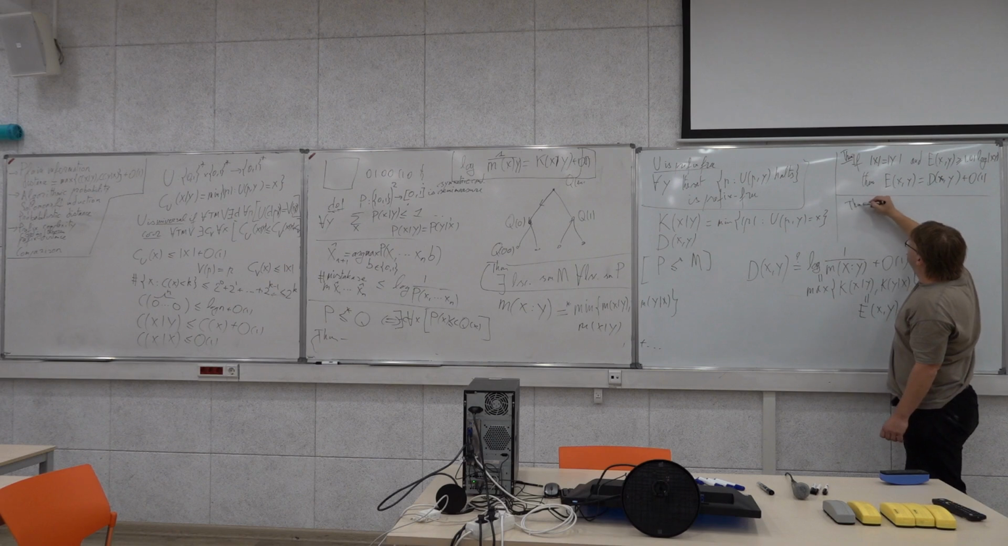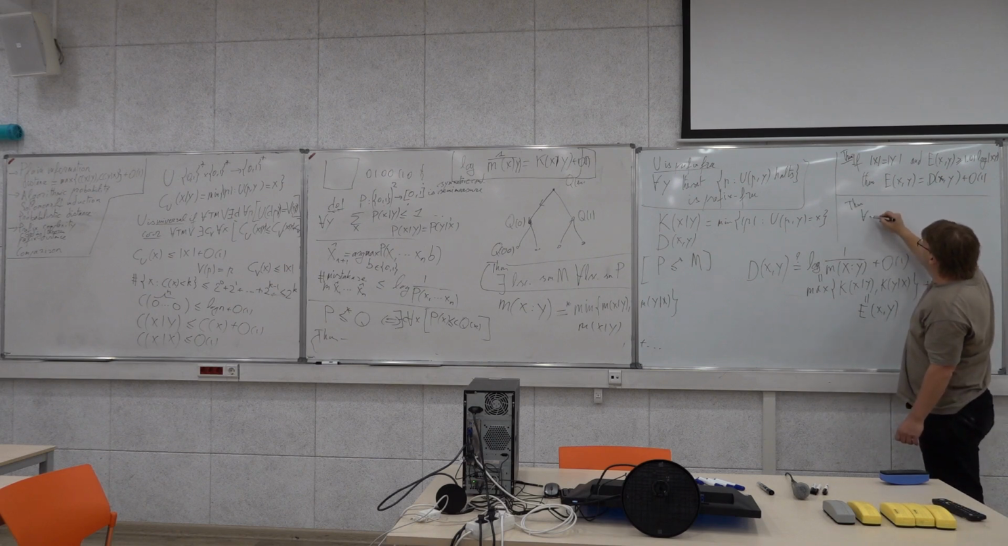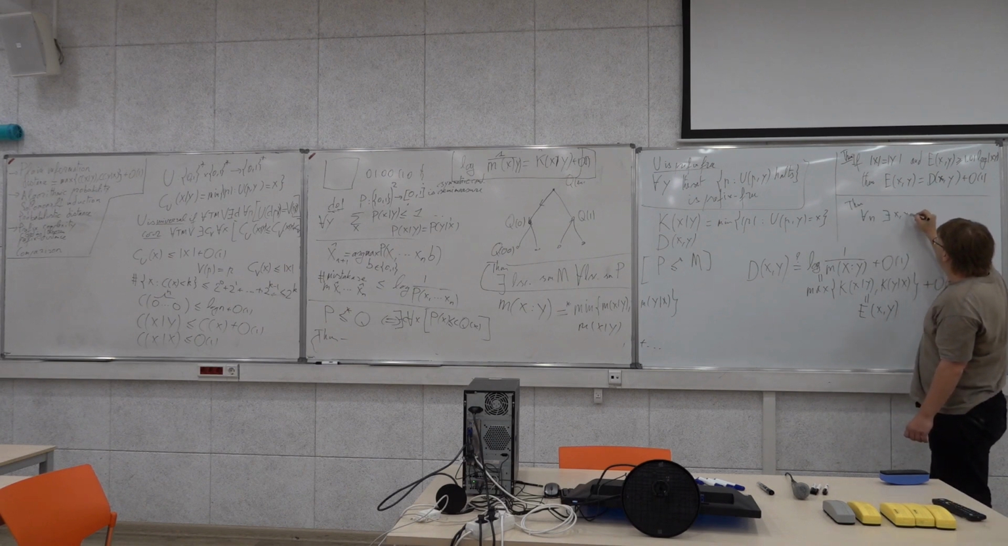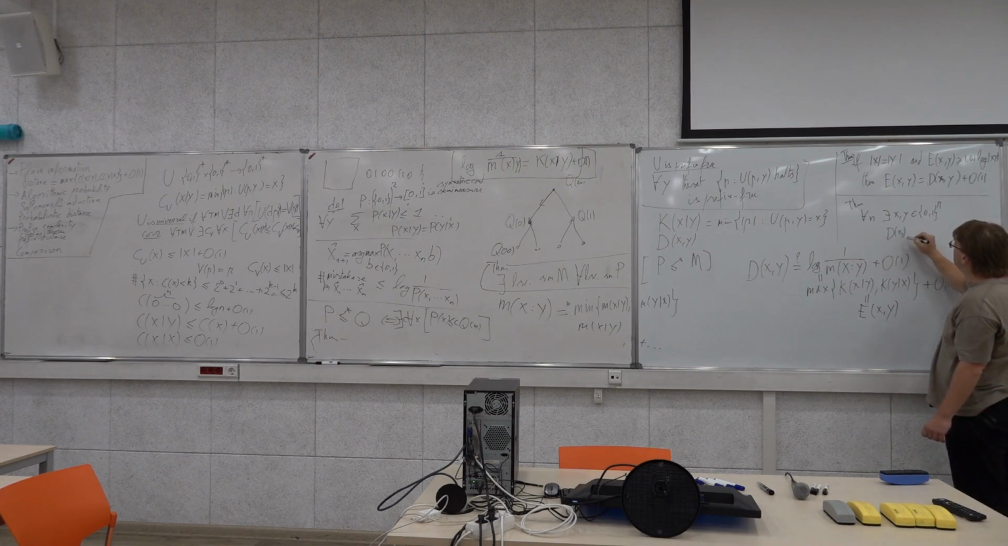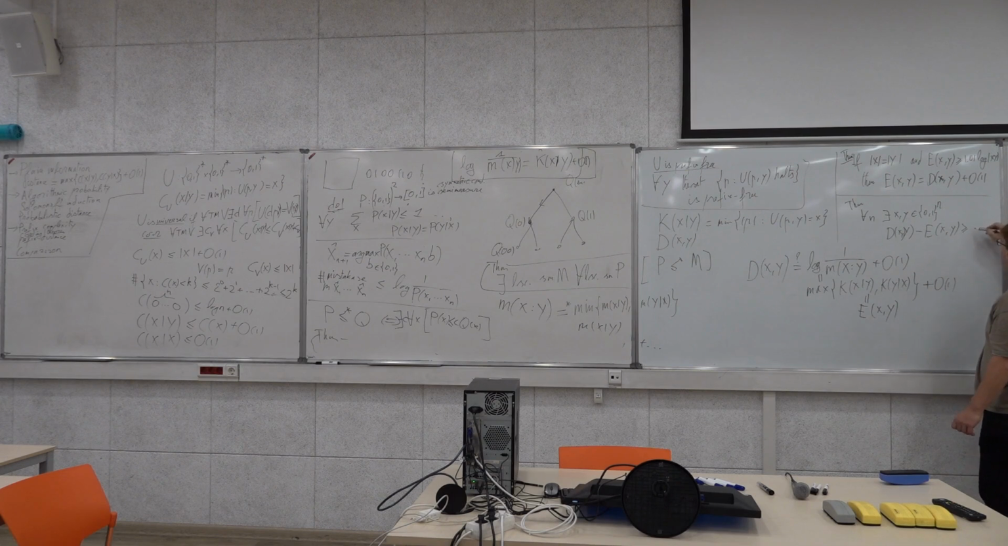And the new theorem 2 is that for all n, there exist x and y of length n, so that the difference is double logarithmic, such that d of xy minus E of xy is bigger than omega log n. So this is the second theorem.